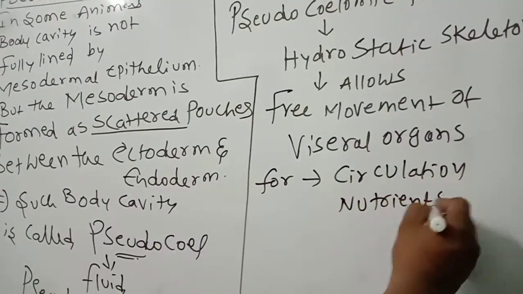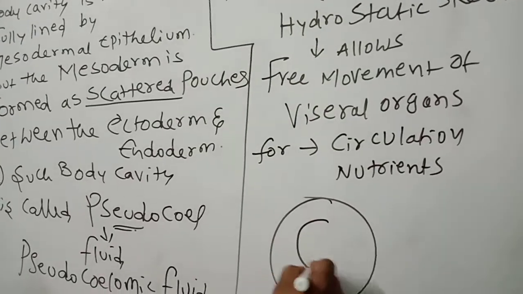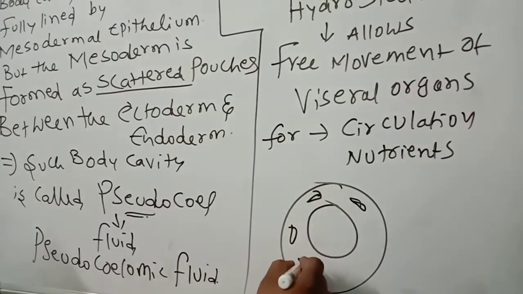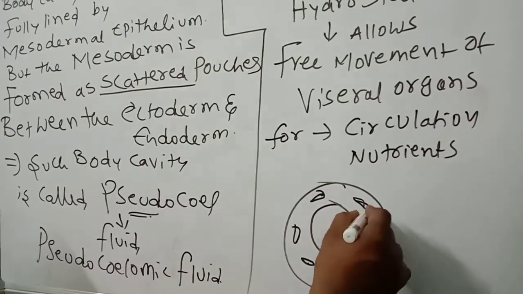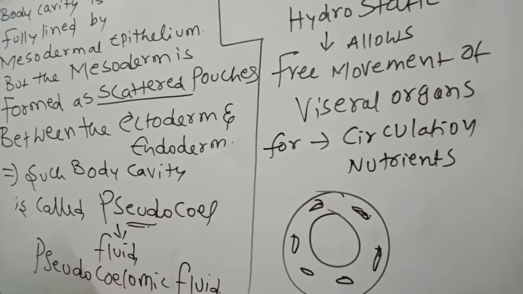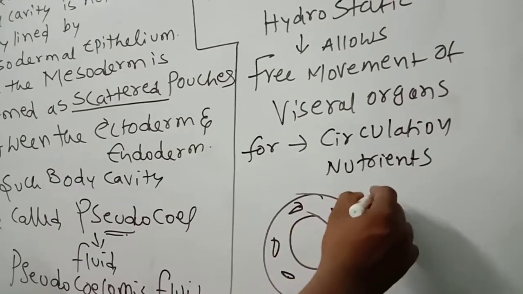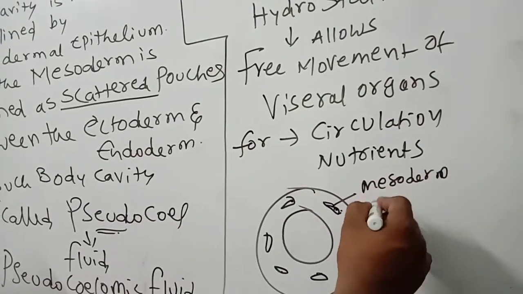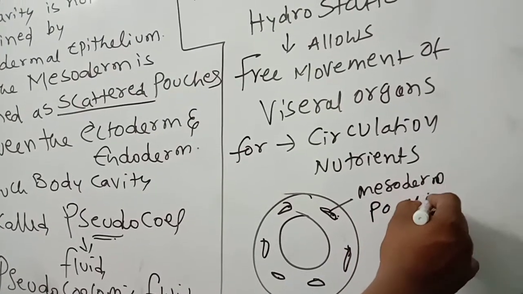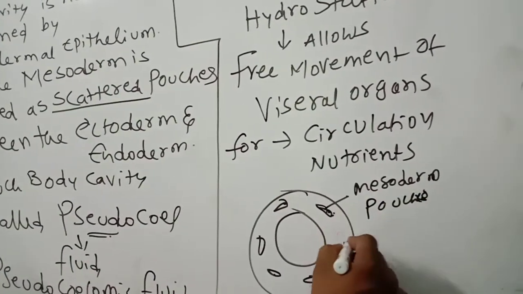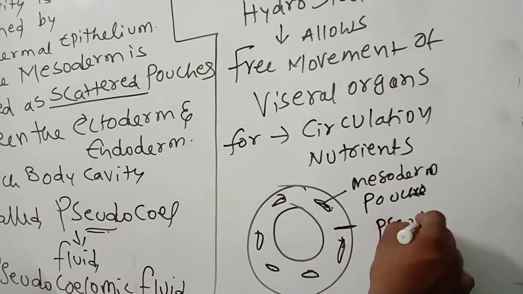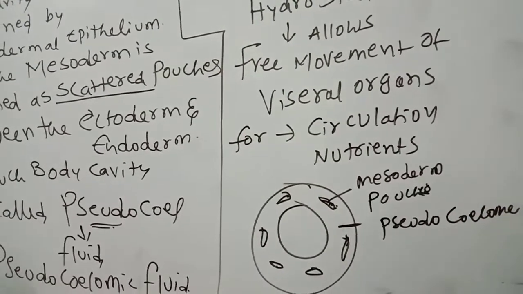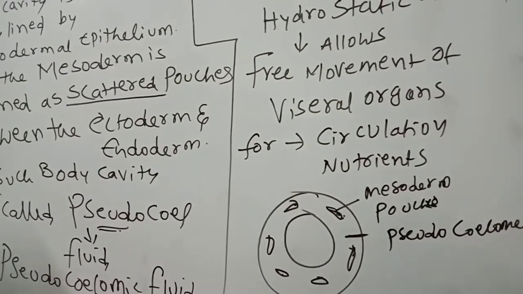For example, see, this is ectoderm, this is endoderm. Here the mesoderm forms scattered pouches between the ectoderm and endoderm. This is not a perfect mesoderm layer, just scattered mesoderm pouches. This kind of coelom is called a pseudo-coelom. This point we should remember.